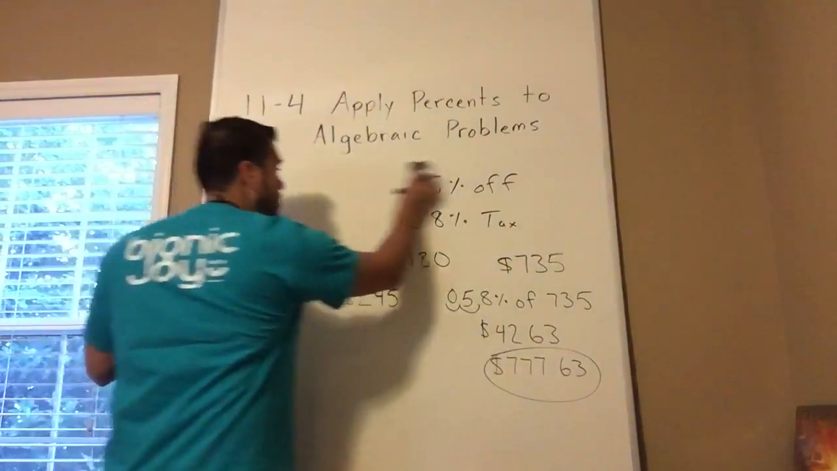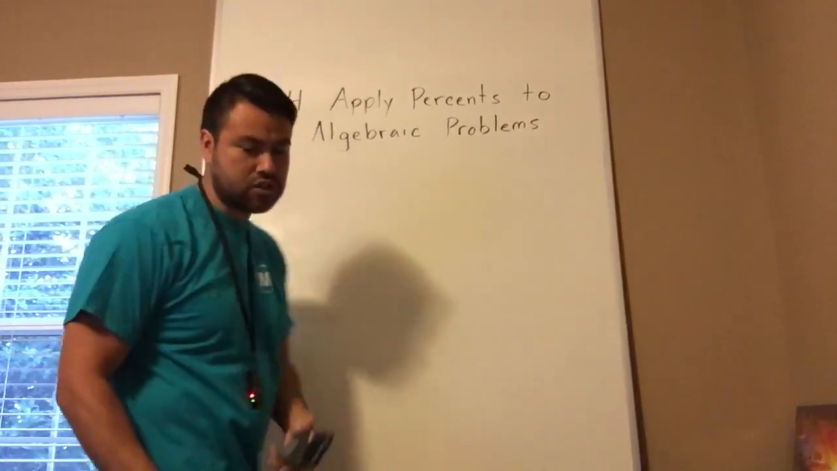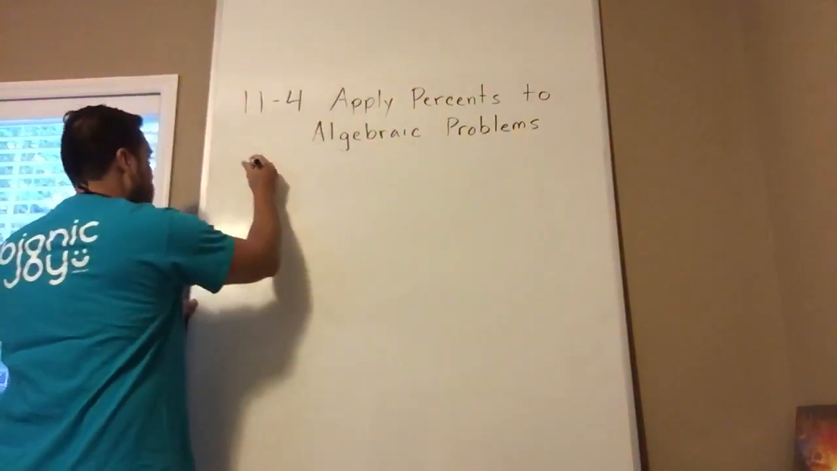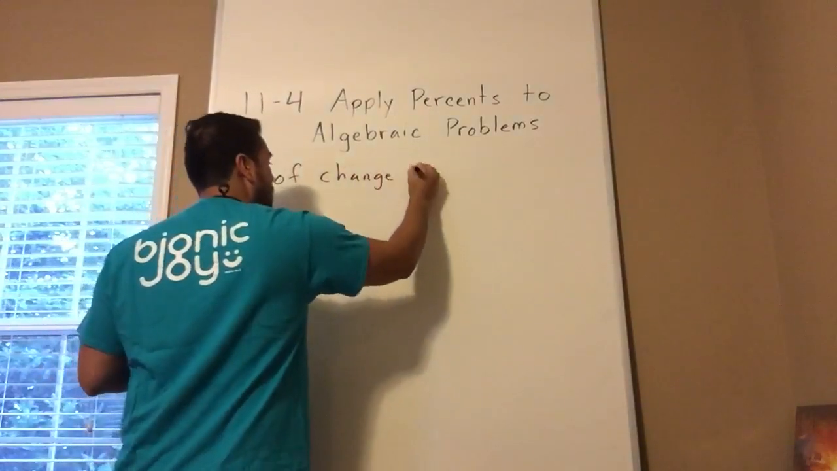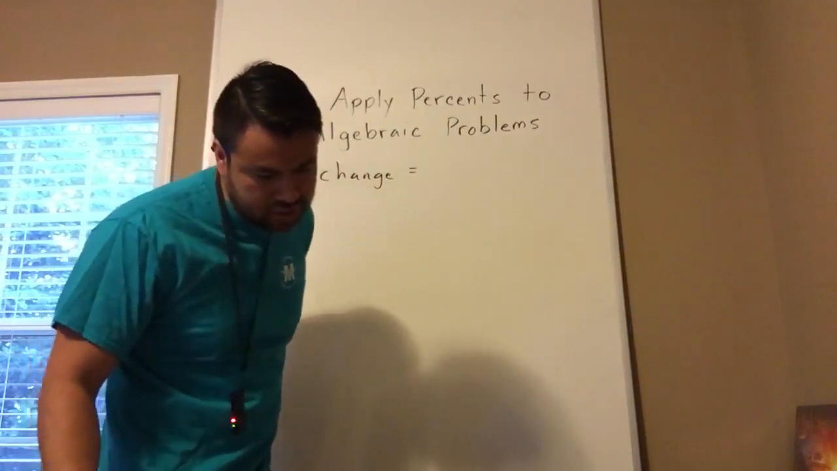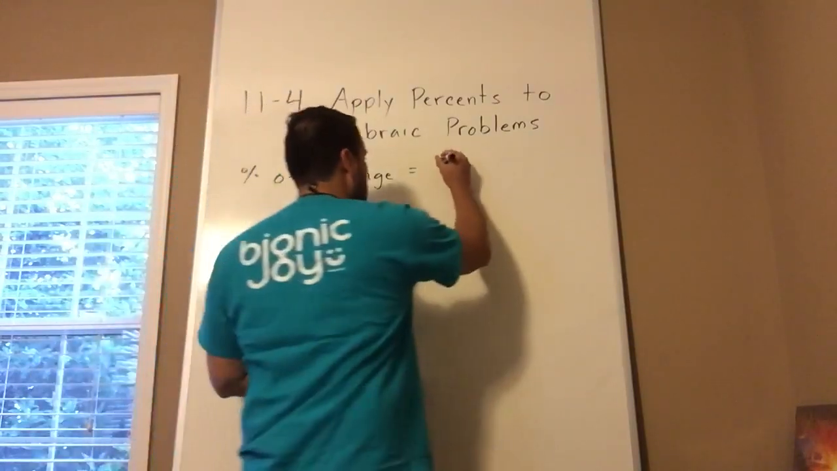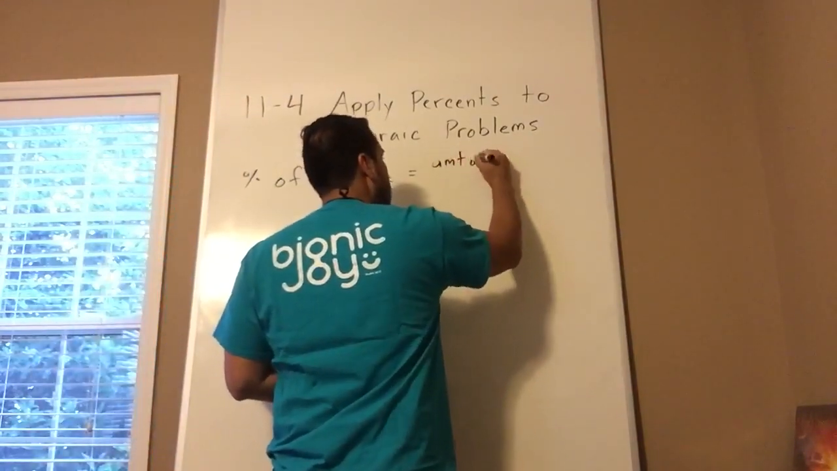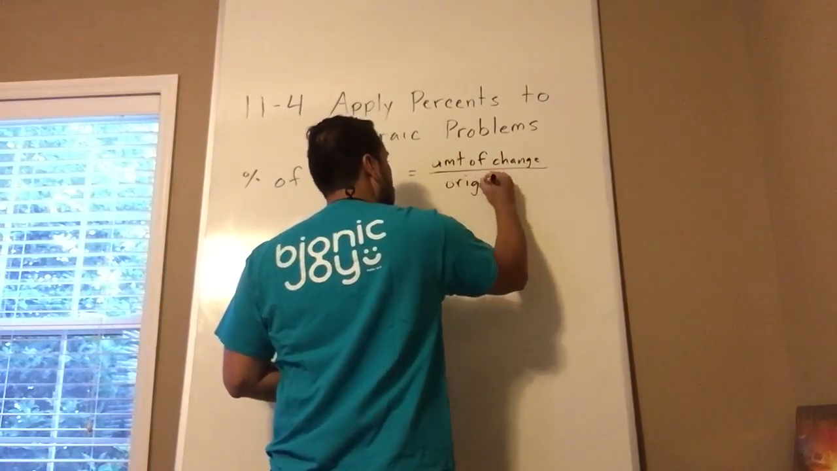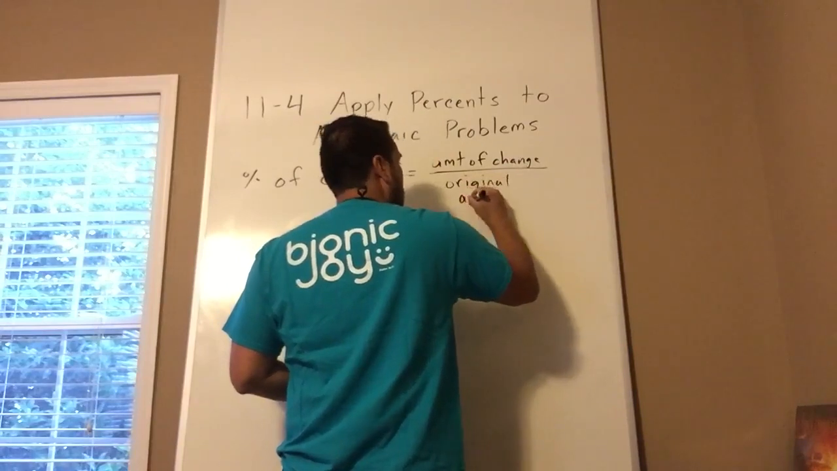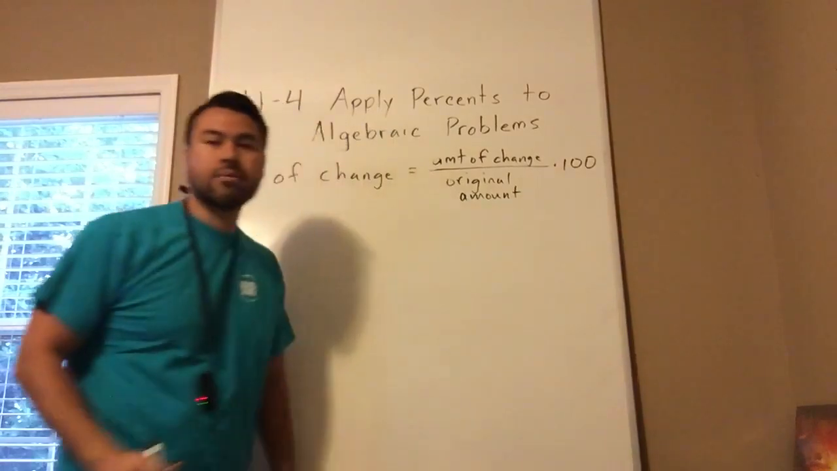All right, the last problems, I'm only going to do one of the odd because they're pretty much the same. It's called a percent of change. And the percent of change has a little formula. And it's up there on the top of the page for the rest of the problems: amount of change over original amount, and then times 100.